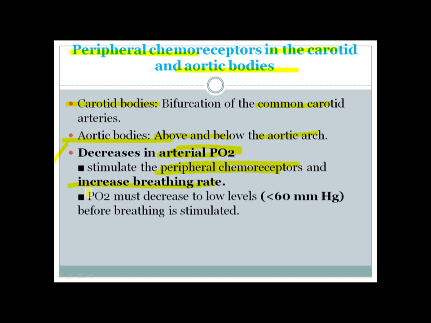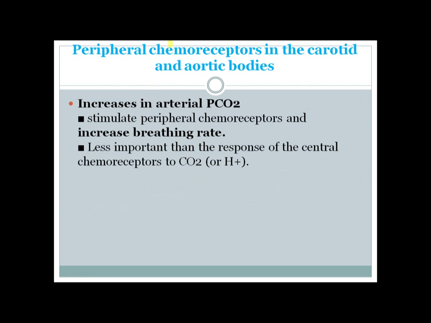And PO2, or partial pressure of oxygen, must decrease to low levels, less than 60 mm mercury, to stimulate those chemoreceptors. And peripheral chemoreceptors in carotid and aortic bodies can also be stimulated by the arterial partial pressure of carbon dioxide.